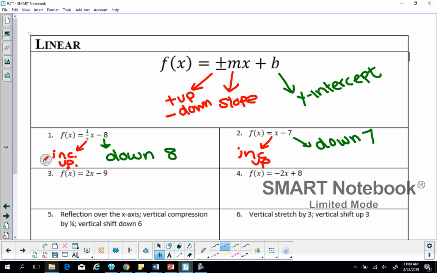So for a brain buck, who could tell me the next one? Go for it, Daniel. For this one. It increases, it's going up. Or down 9. Yeah, down 9. Next one, who can do it for a brain buck? Isabel, go for it. Up. Yep, it reflects, so it's now going down. Perfect. It's going up by 8.